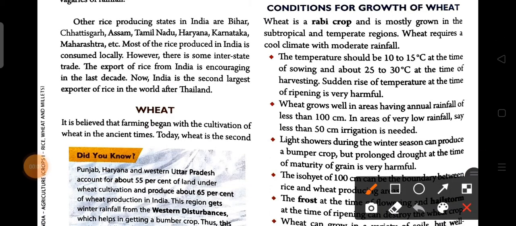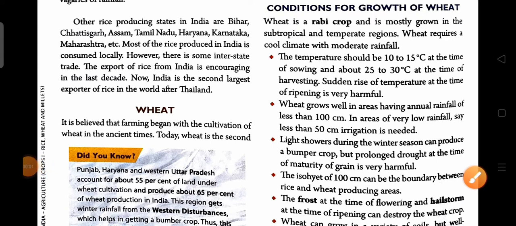Firstly, we learn about the temperature condition. As we can see here, the temperature must be different in the different periods of the cultivation. At the time of sowing, the wheat needs 10 to 15 degrees Celsius temperature, and at the time of harvesting, it needs some higher temperature, that is 25 to 30 degrees Celsius.